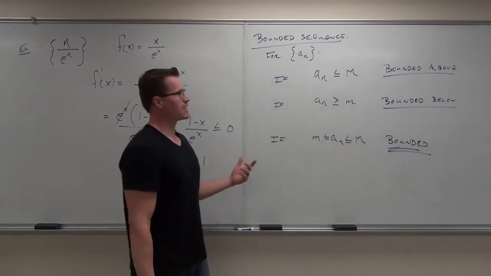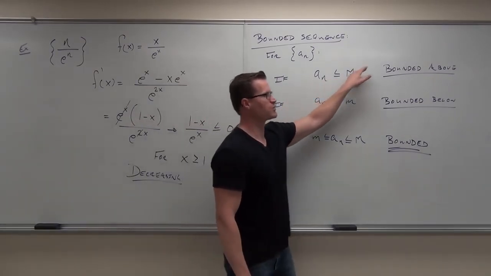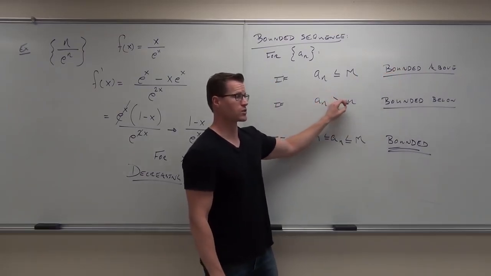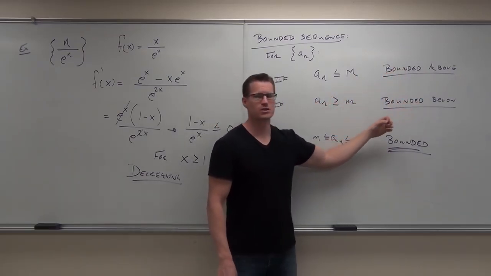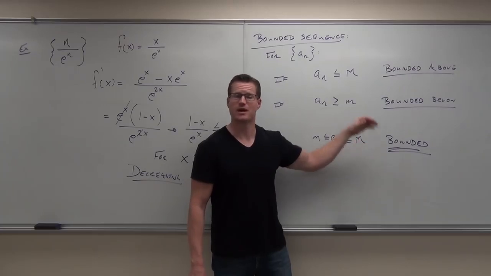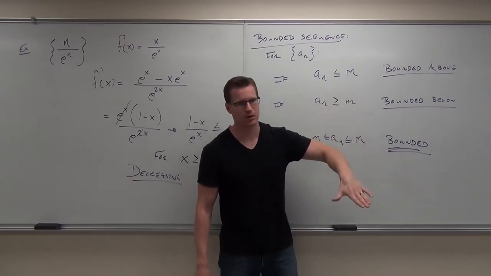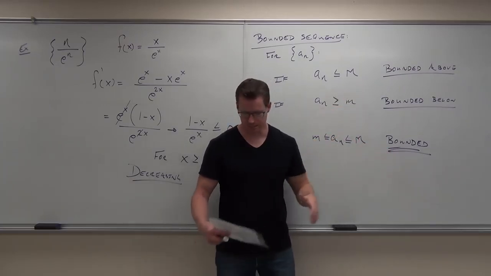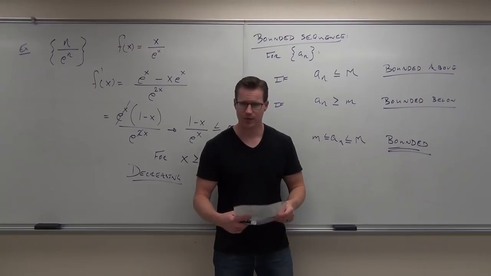So anyway, we get this idea. If our sequence is always less than a certain number, it's bounded above. If our sequence is always greater than a certain number, it's bounded below. If our sequence is between two numbers, so basically if it's bounded above and bounded below, it's bounded. That's the idea. Feel okay with that one?